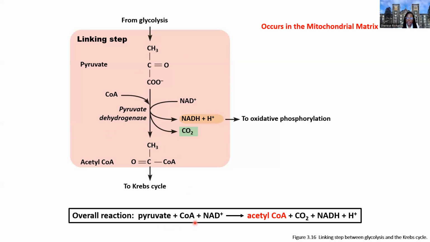So pyruvate, CoA, and NAD+ oxidized. And on the right of our reaction, we're going to have acetyl-CoA as the major product. So it's going to be 2 acetyl-CoA. We're going to have carbon dioxide as our byproduct. And then we're going to have the reduced form, NADH, and it's carrying those additional electrons. And as we said, those electrons are going to the mitochondria to take part in oxidative phosphorylation.